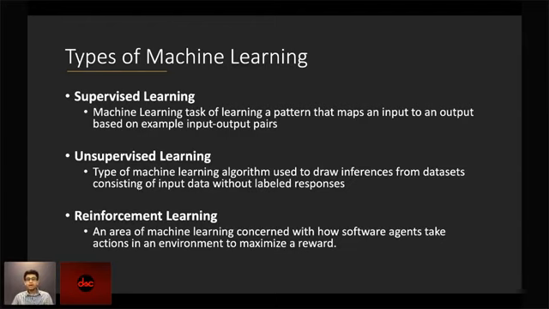Unsupervised learning is another algorithm technique which is used to draw inferences from data sets consisting of input data without labeled responses. And then lastly, reinforcement learning is another area of machine learning concerned with how software agents take actions in an environment to maximize a reward. A common example of this is the use of artificial intelligence in robotics, or even, I guess, self-driving cars. So this is how software will take actions in a physical environment to maximize a reward or to reach any goal that's been set. So that's reinforcement learning.